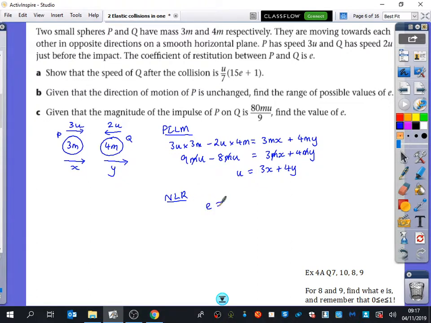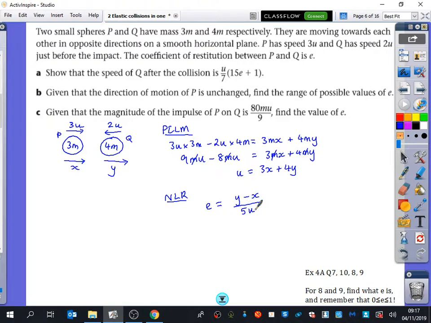Good, so E is the speed of separation. What's the speed of separation? It's y minus x. And the speed of approach? Yeah, good, because they're going towards each other. It's as though they're being added. So we get that that's over 5u.